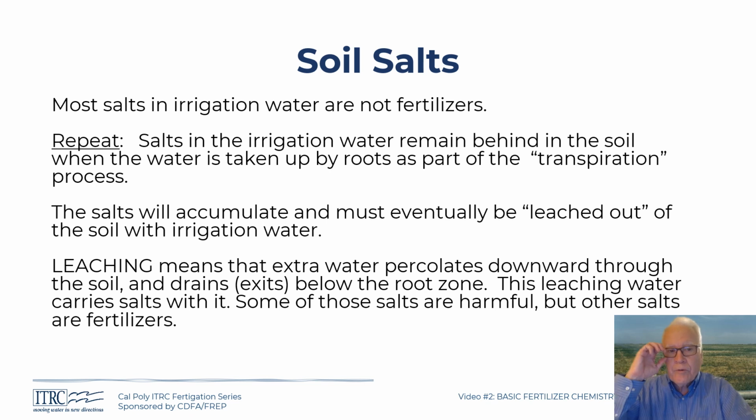So again, a little bit of a review here. Most of the salts are not from fertilizers, but any salts that are in the irrigation water that aren't taken up by the plants remain behind in the soil because the water that goes into the roots is more pure. So what happens is the salt will eventually accumulate and eventually has to be leached out of the soil with irrigation water. And this, of course, is the old story behind the ruin of areas in the Middle East and in areas of California where the soil just gets saltier and saltier, and if you try to leach it out, sometimes there's no place to put that leachate water.